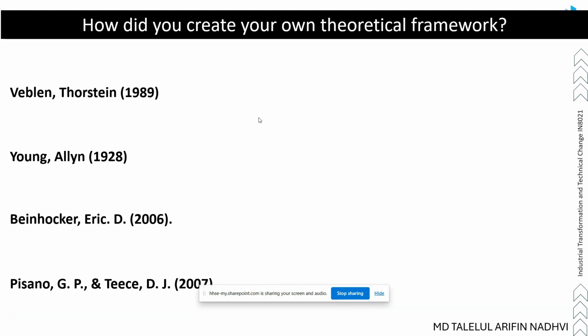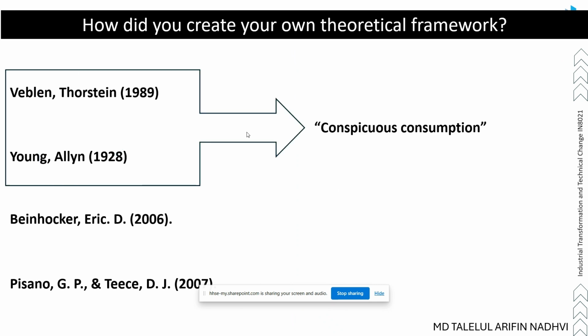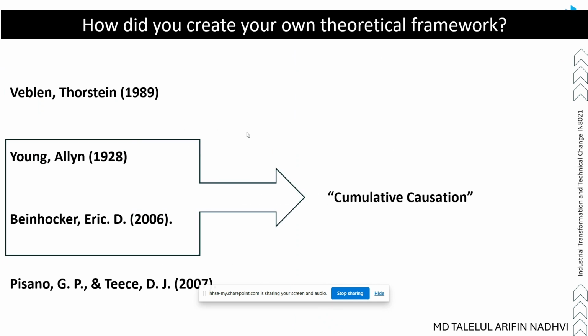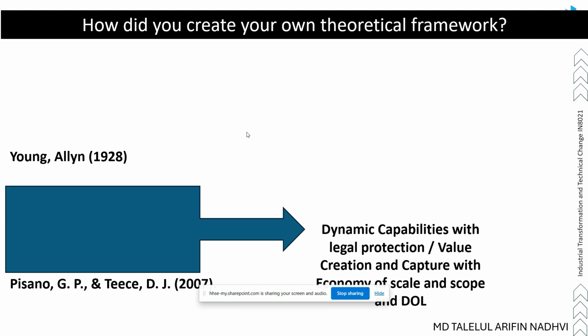Now, the second part of the question is how I have created my theoretical framework. To create it, I first needed to understand the interrelationship of those four papers. Conspicuous consumption is discussed in the first two papers, and cumulative causation in the rest of the two, and value creation is somehow related to the dynamic capability of division of labor and others. Division of labor was actually introduced by Adam Smith while explaining the example of making a pin industry, but the modern division of labor is actually derived from Young and Allen.